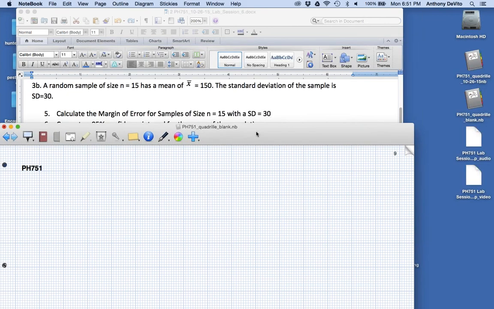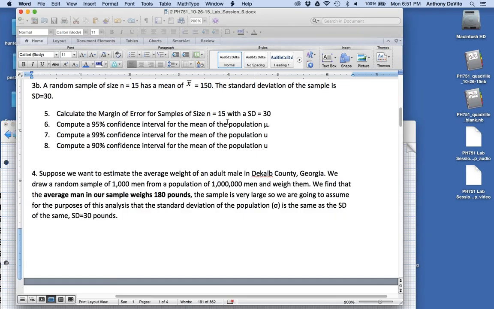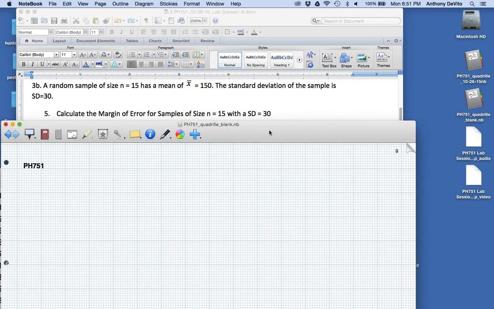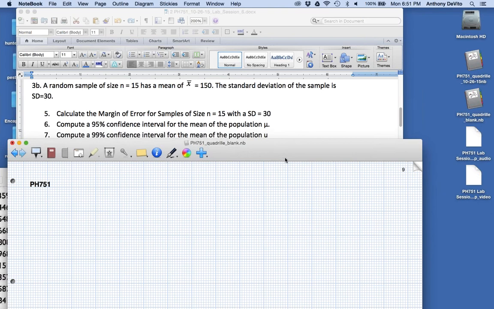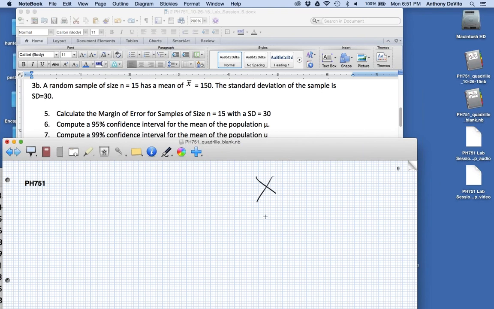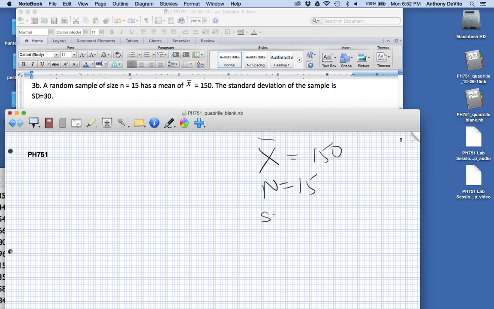First, calculate the margin of error for samples of size, let's see, n is equal to 15. Oh, the standard deviation was 30, so it's really a small sample size. So what do I know here? I took a sample of size 15 people, and my mean was 150. X bar is equal to 150, and the standard deviation of my sample is equal to 30.